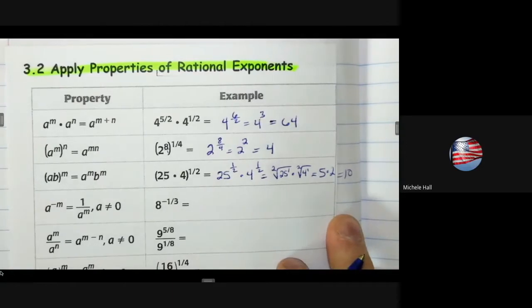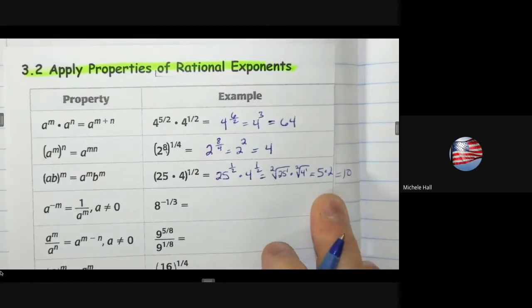I don't need to worry about 2 answers right now because I am not solving a square root. I am just simplifying.